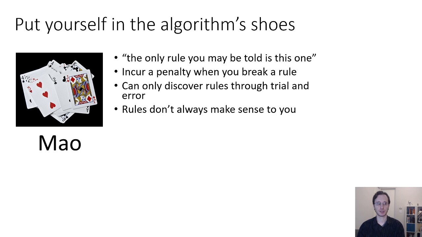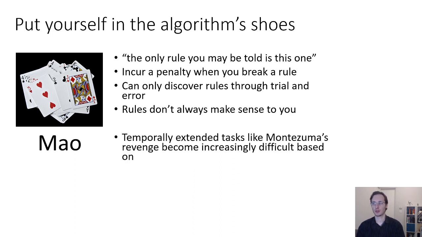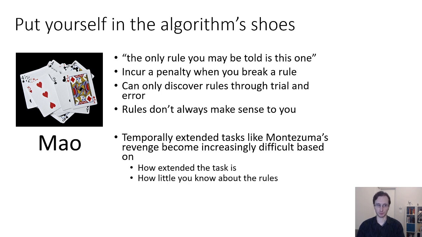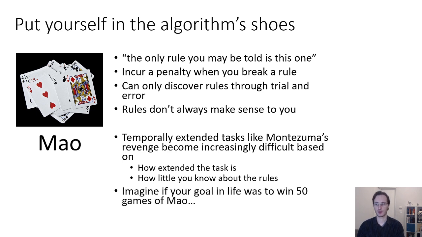And the rules don't always make sense to you. So the whole point of this game is for other players to make up rules that are kind of weird and kind of counterintuitive. So temporally extended tasks like Montezuma's Revenge or the game Mao can become increasingly difficult based on how extended the task is and how little you know about the rules. Essentially, even seemingly simple tasks where you don't know the rules and you have to discover them through trial and error as a result of poorly shaped rewards can prove to be exceptionally challenging.